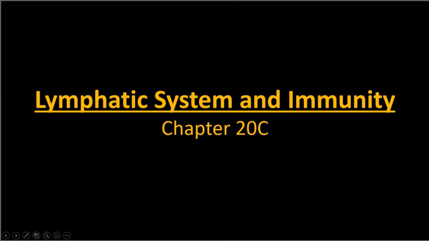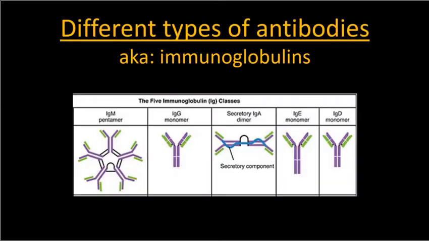Hello ladies and gentlemen, welcome back to the lymphatic system and immunity. We have been going through talking about how the different parts of the immune system work, and last time we talked about the different processes. Today we are going to continue with the third part of immunity, and we are going to talk about the function of the different types of antibodies.